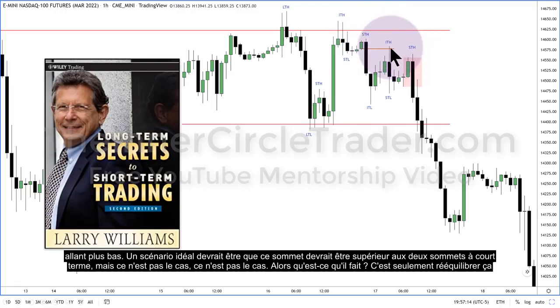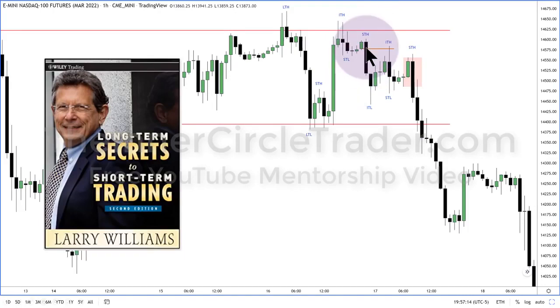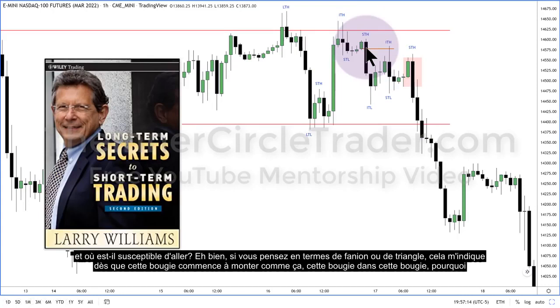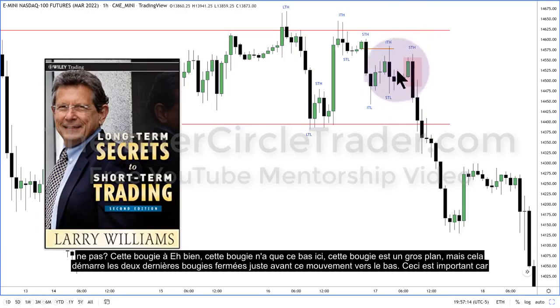In an ideal scenario, this high should be above both short-term highs. But it's not. So what is it doing? It's only rebalancing this. And where is it likely to go? Well, if you're thinking in terms of a pennant or a triangle pattern, it's indicating to me, as soon as this candle starts to go up like this, candle and this candle. Why not this candle too? Well, this candle only has this low here. This candle is an up close, but this starts the last two up close candles right before this move down.